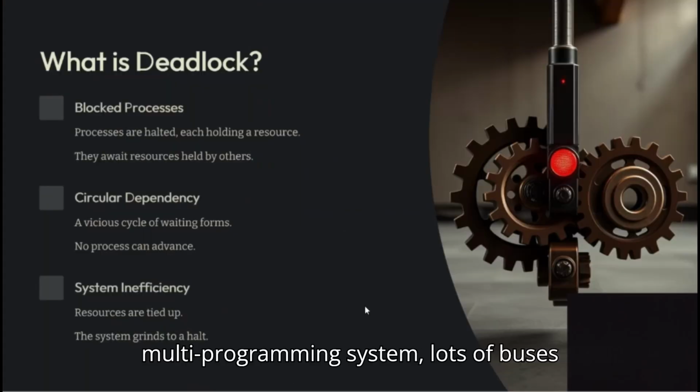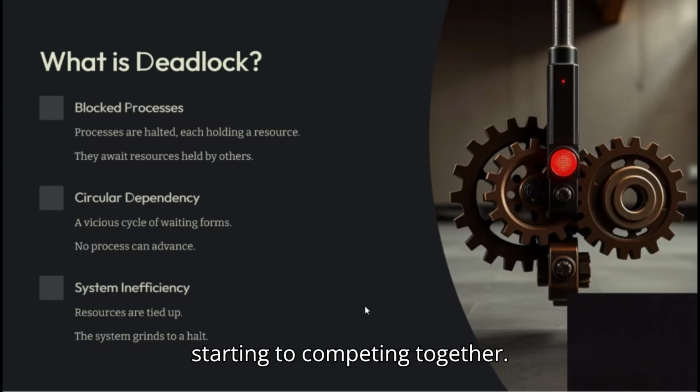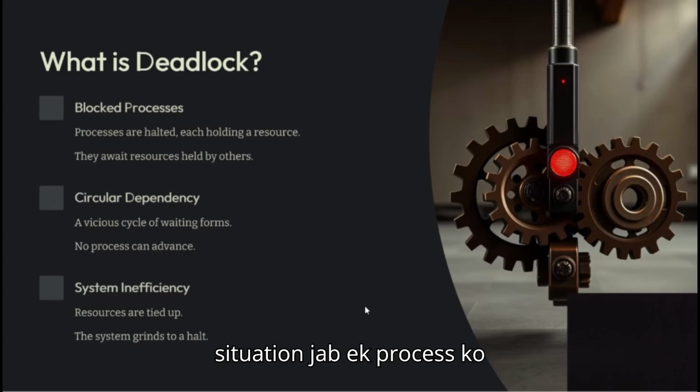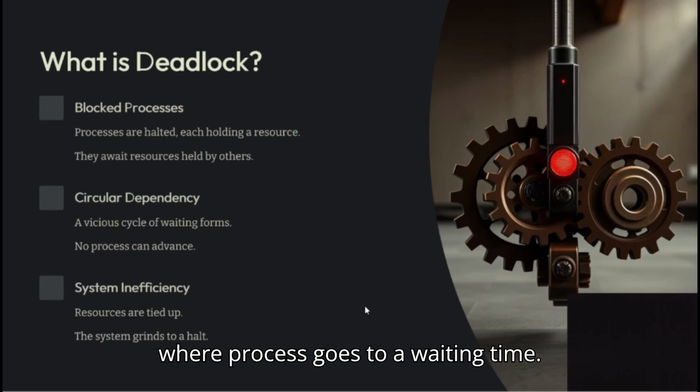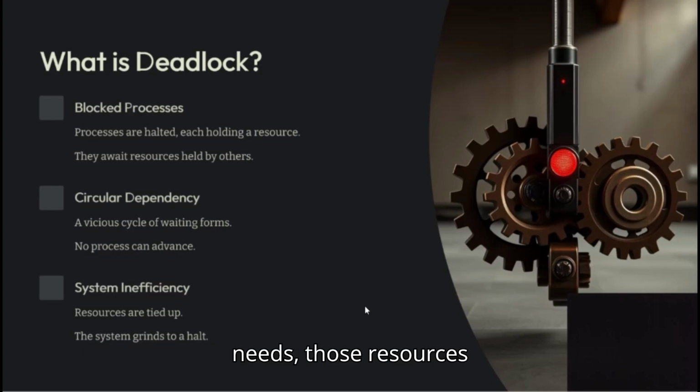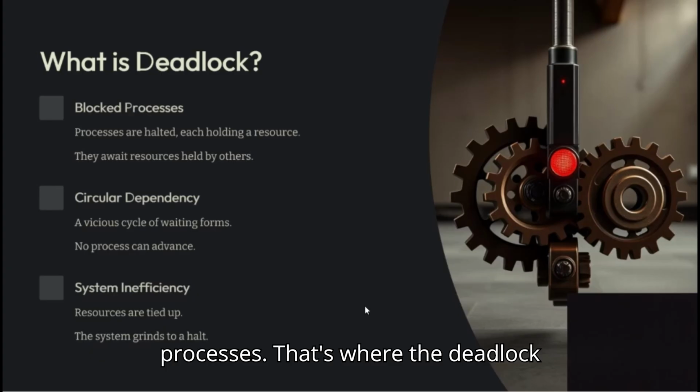When there is a multi-programming system, lots of processes start competing together. When they compete for resources, there has to be a situation where a process does not get the resources. This is where the process goes into a waiting time. When the waiting time becomes indefinite, because the resources the process needs are held by some other processes, that's where deadlock occurs.